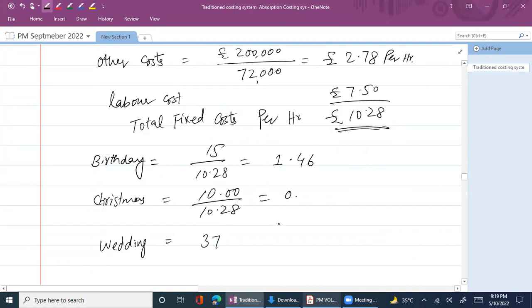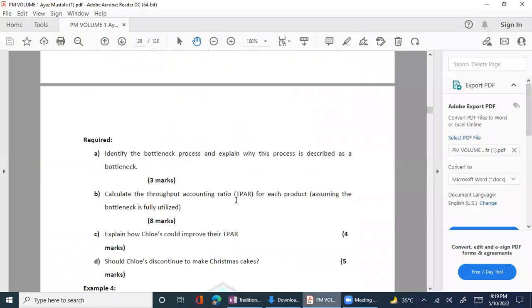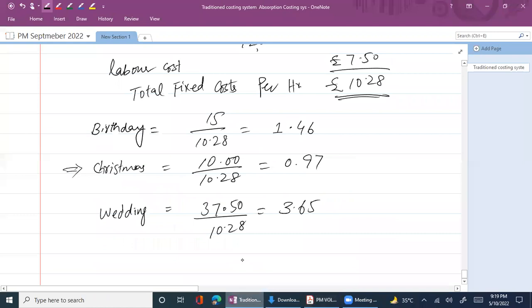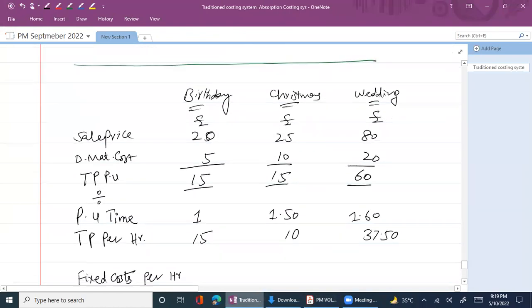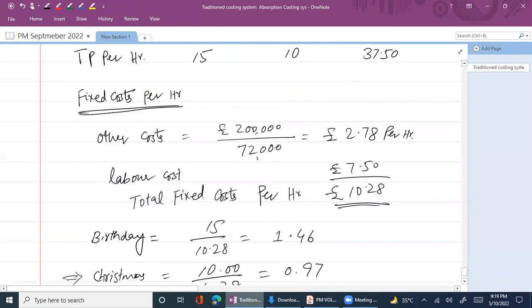1.46. So what will be the ratio for the Christmas cake? 0.97. And what will be for the wedding cake? So the most profitable product is the wedding cakes, then birthday cake, and the loss making product is the Christmas cake. But in this question, we are only required to calculate the ratio. No need to comment. So this is the B part. Is it clear? Calculation of throughput accounting ratio: first of all, we will calculate the throughput per unit, then we will get throughput per hour. Then we will calculate the fixed cost per hour.